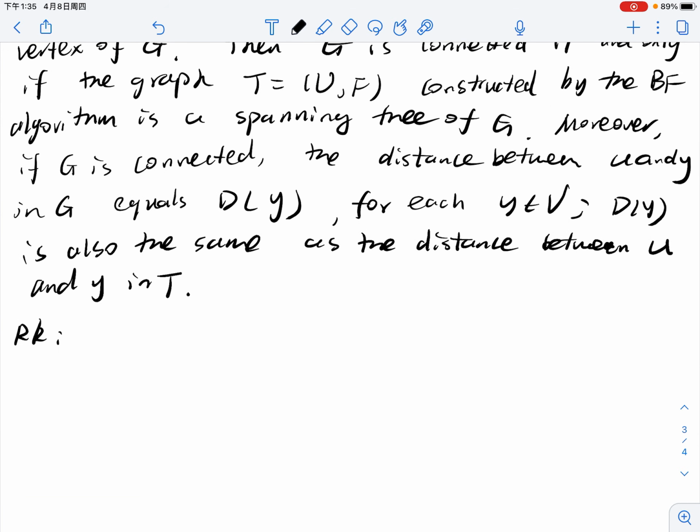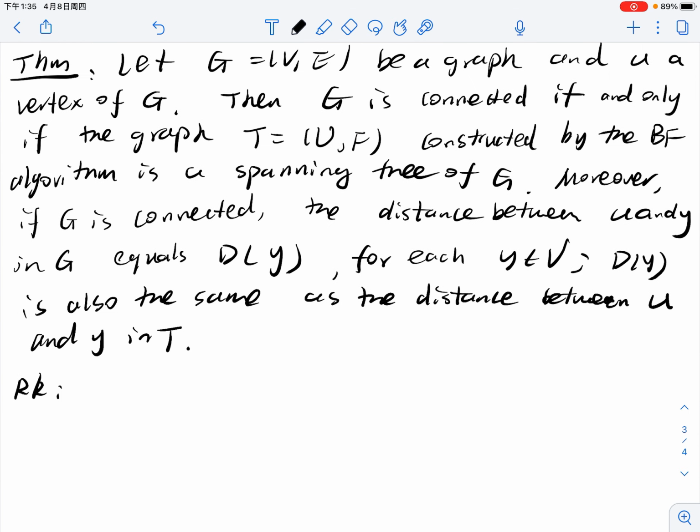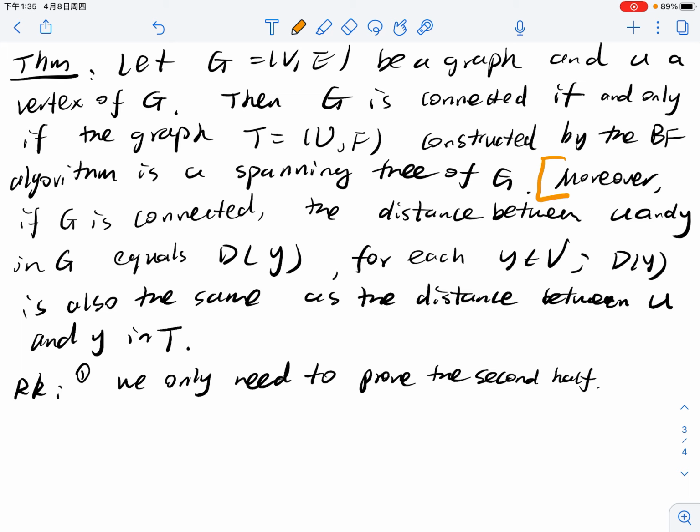Okay, and so here are some remarks. First, we only need to prove the second half. So second half means the statement after moreover, because the first half is a consequence of the general algorithm for growing a spanning tree. So the BF algorithm is a refined version of the general algorithm. So we must have this property.